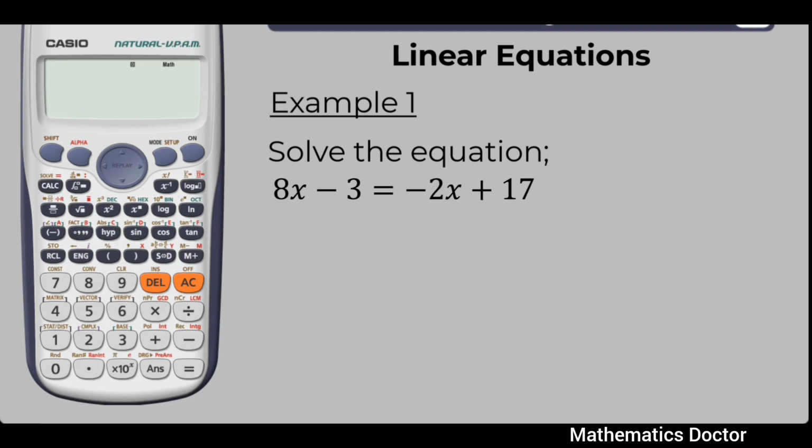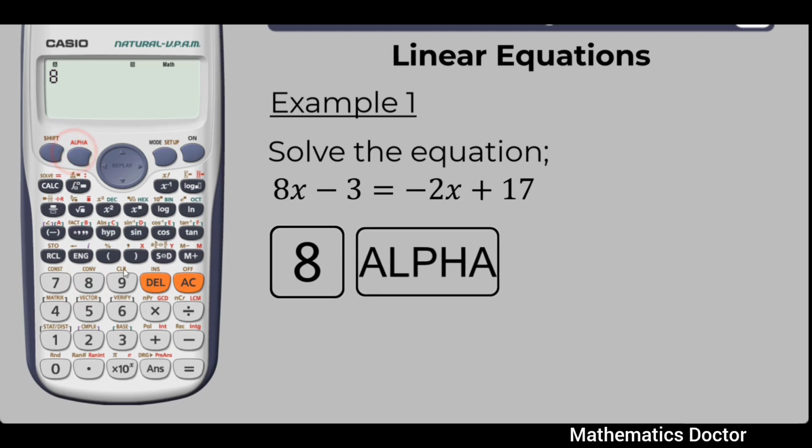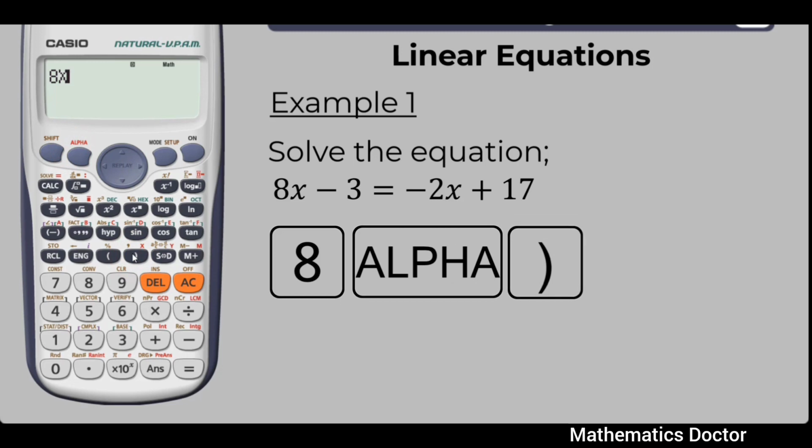Now the equation starts with 8. So press the key 8. There is an x, so we use the variable x. To do that, you press the alpha key and then you press the bracket close key to give you x nicely. Now the next sign is minus. So press the minus key and the next number is 3. Press 3. Now you need the equal sign.